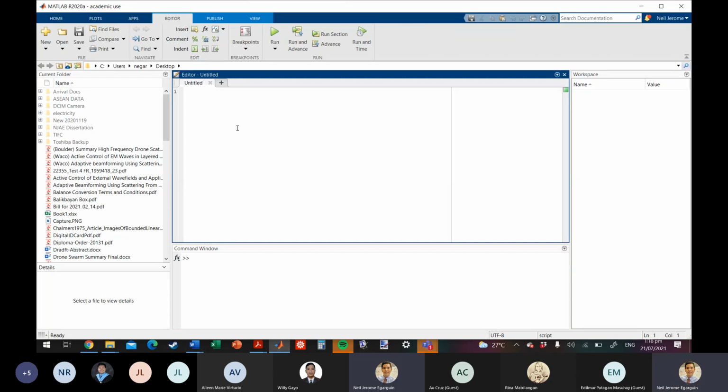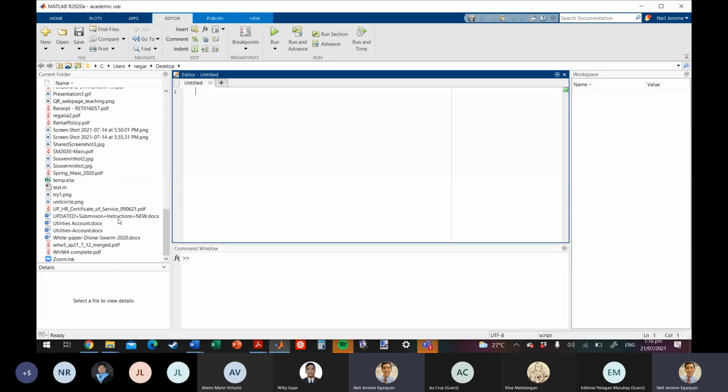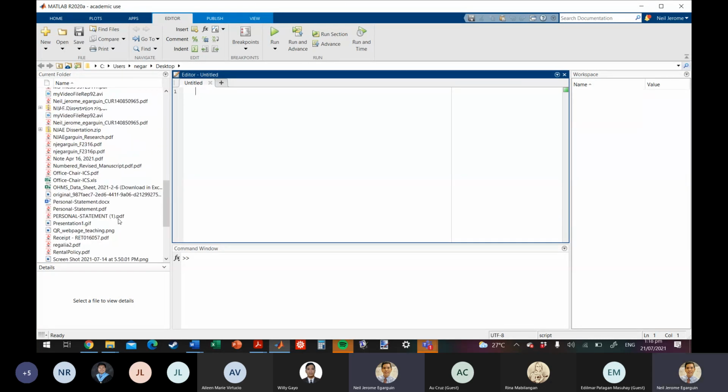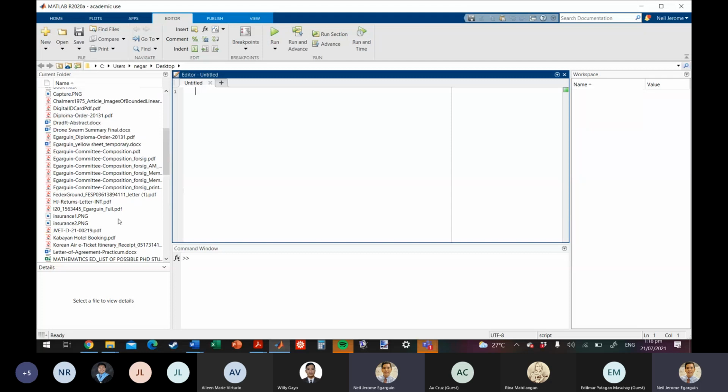Then the code editor will pop up. So ito lang yon. Then you can type. This is where you will type your code. But I will open yung sinend ko na MATLAB code.